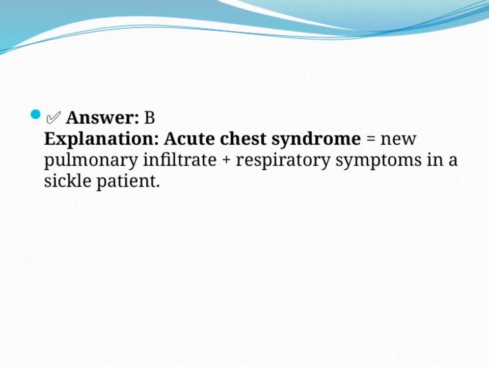Now, let's break down what acute chest syndrome actually is. It's characterized by the presence of a new pulmonary infiltrate, which means some new abnormality or opacity on the chest imaging, combined with respiratory symptoms. And importantly, this occurs in a patient with sickle cell disease. So, when you see a sickle patient presenting with chest pain, cough, or difficulty breathing, along with new infiltrates on their X-ray, you should be thinking about acute chest syndrome. This is a serious complication, and recognizing it quickly is key for prompt treatment. It really ties into the overall theme of managing sickle cell crises and preventing severe outcomes.